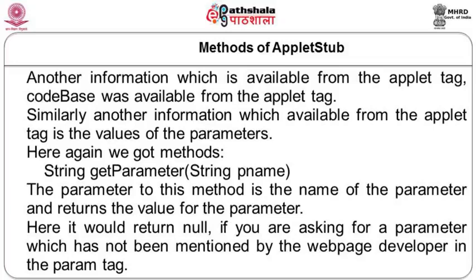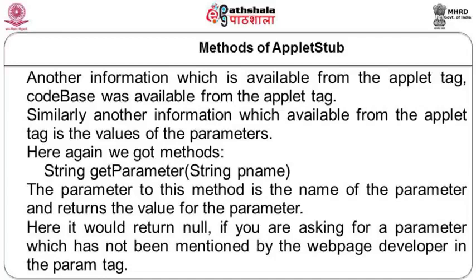Another piece of information which is available from the applet tag, besides the code base, is the values for the parameters. Here again we have a method called getParameter. The parameter to this method is the name of the parameter, and it returns a string, which is the value corresponding to that parameter.